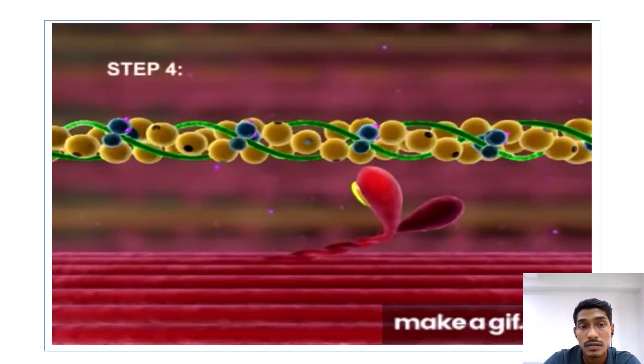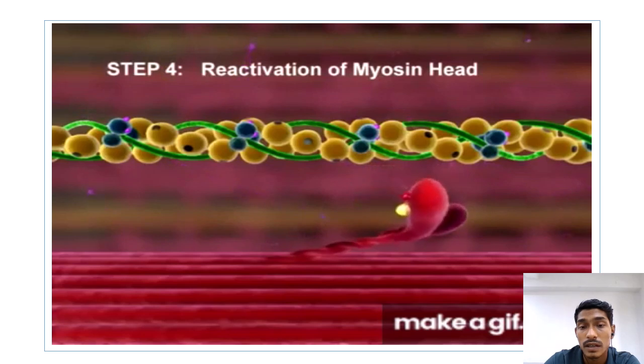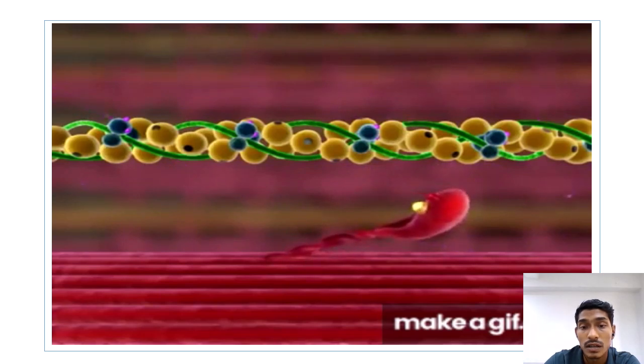Okay, so let's see the last step, reactivation of the myosin head. Now the contraction has been done. The ADP and Pi are gone from the myosin head, and ATP is again restored. ATPase activity is also restored, and the myosin head came back to its natural or initial position.